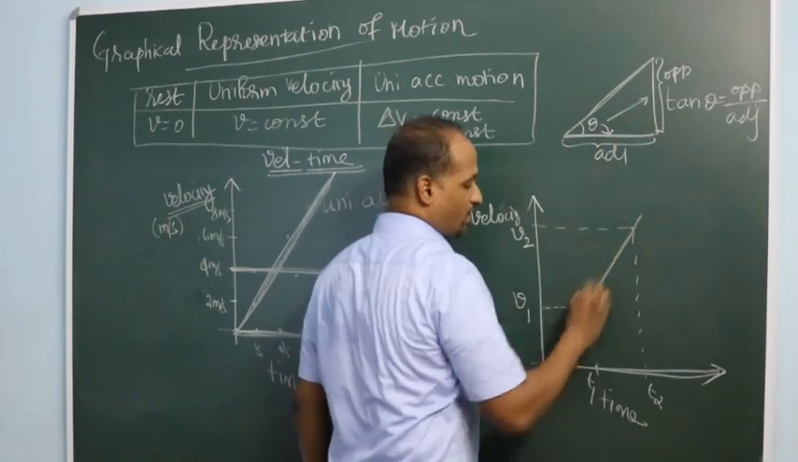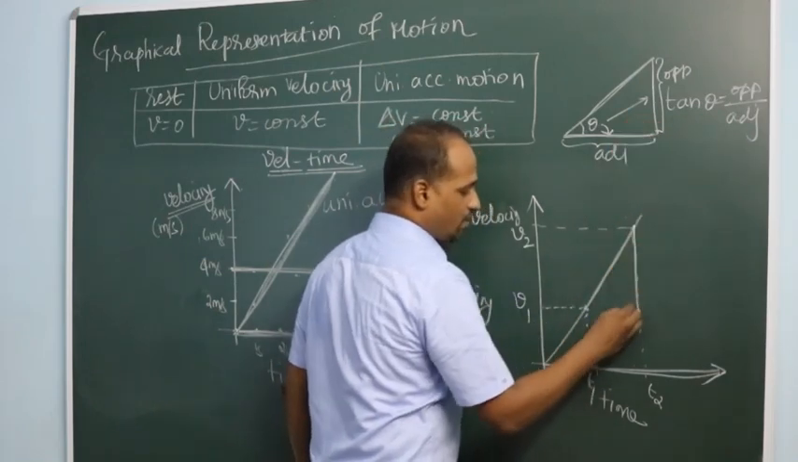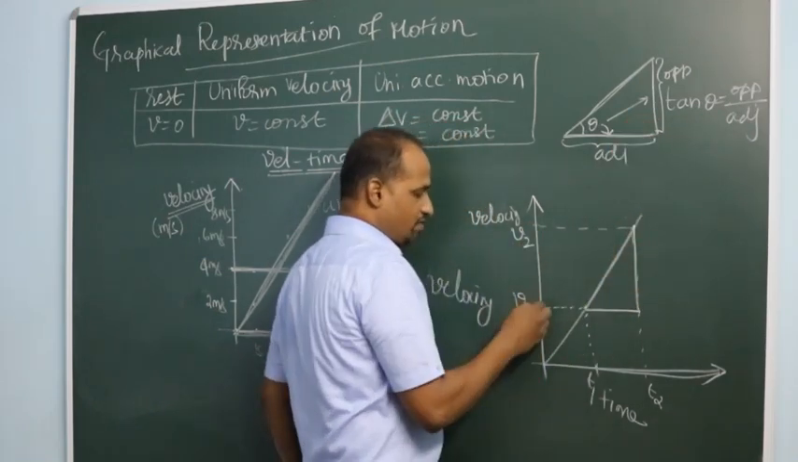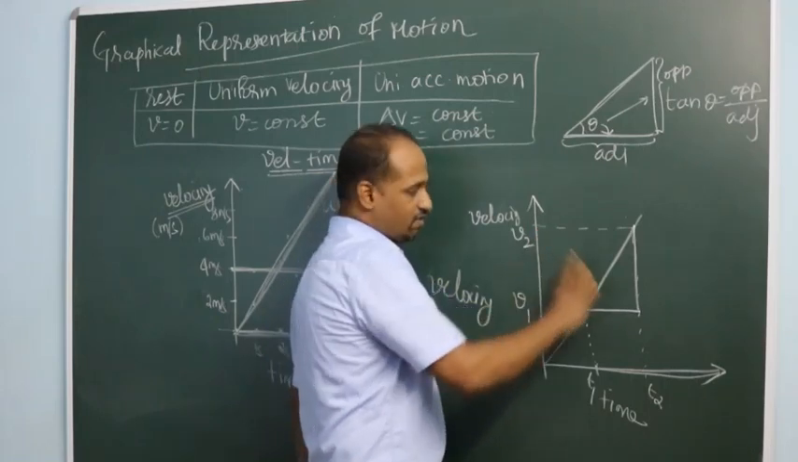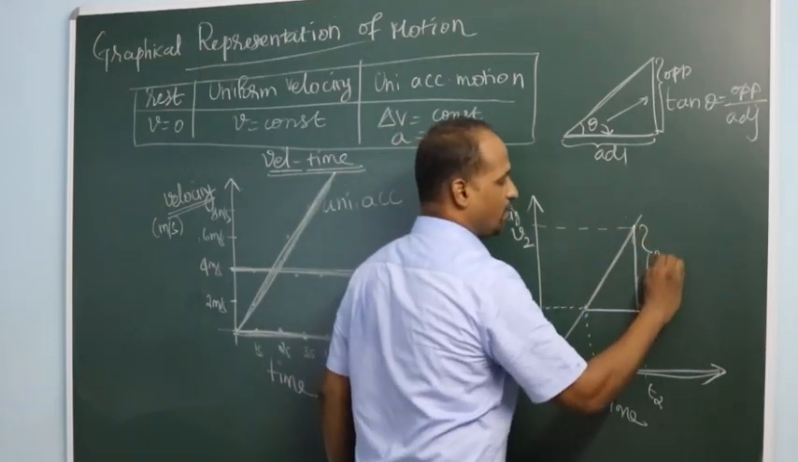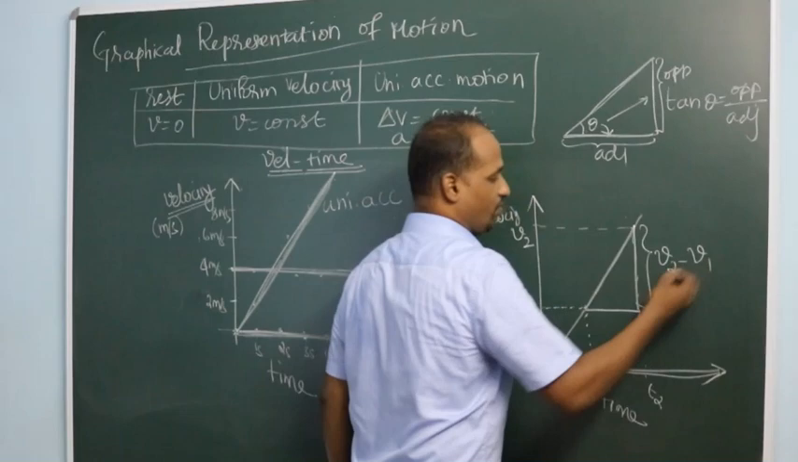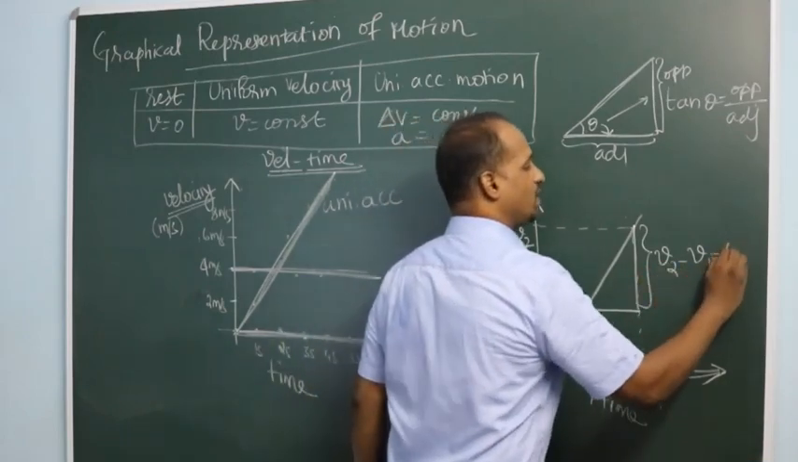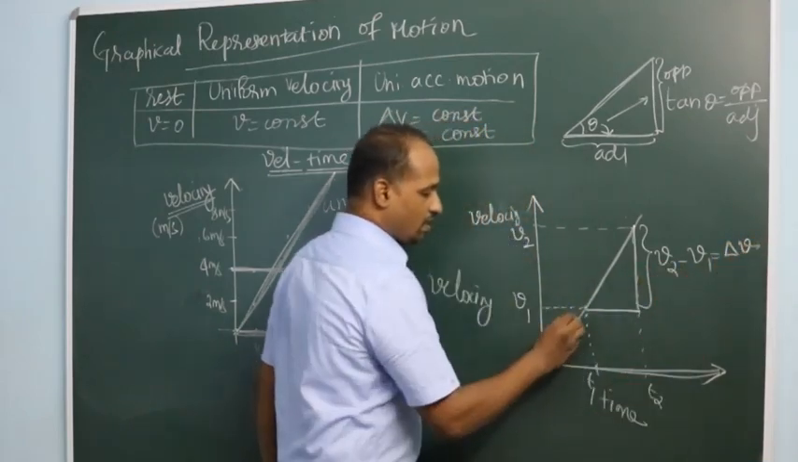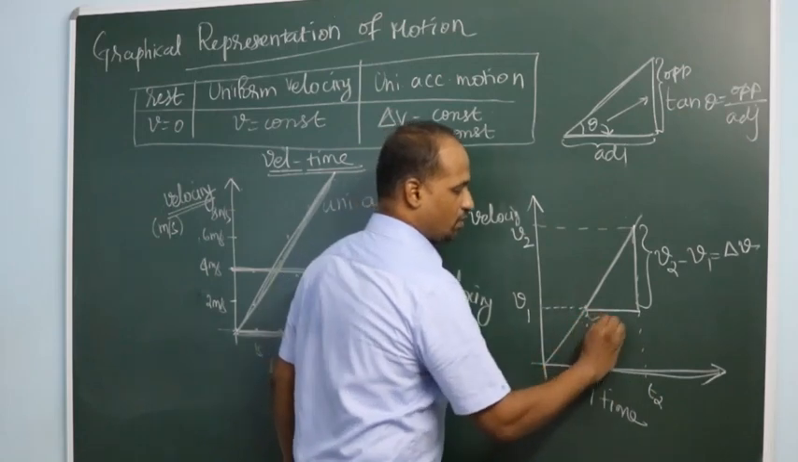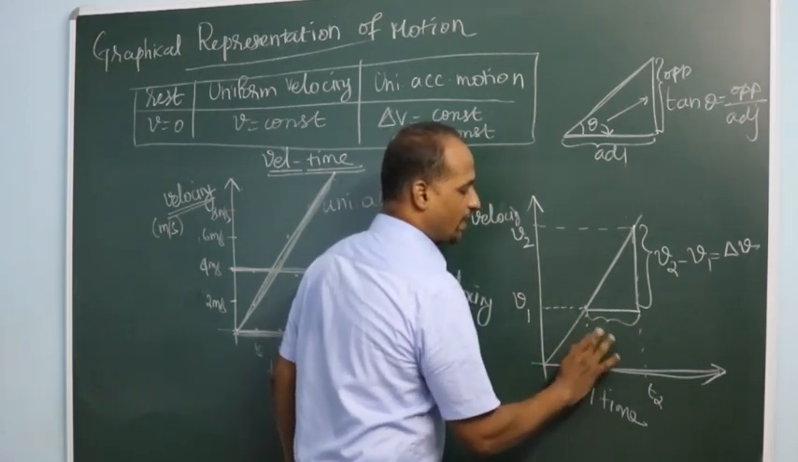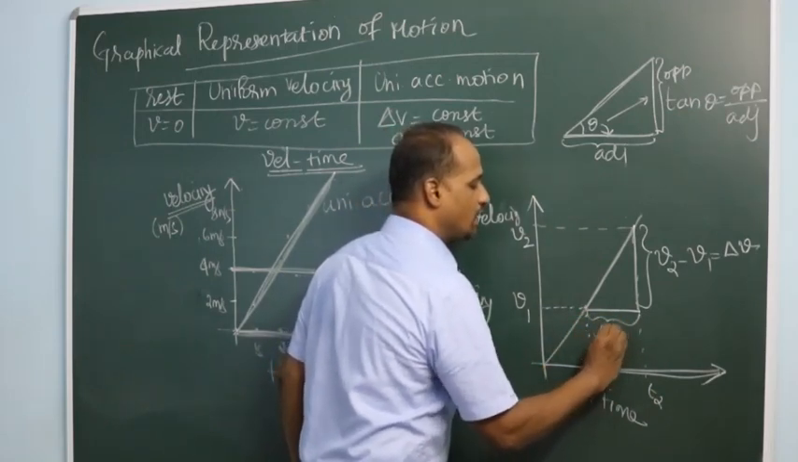Now the same triangle I am trying to invoke here. So this is v2, this is v1. This height will be v2 minus v1. Hence this will be v2 minus v1. So v2 minus v1 is change in velocity. This is t2, t1. So this will be t2 minus t1 or delta t.